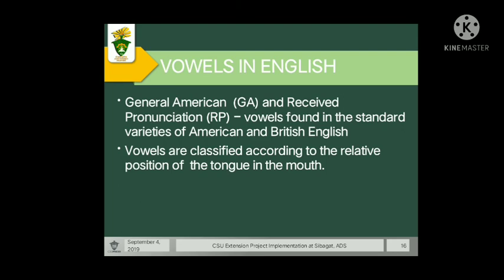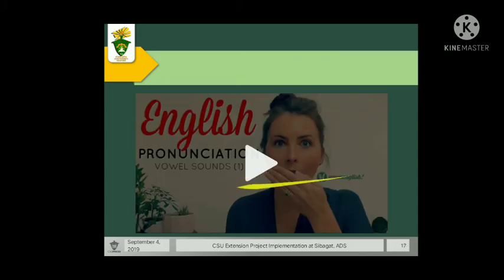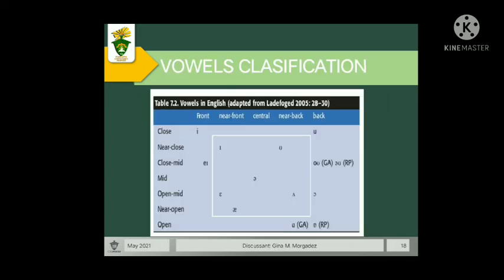Okay. So vowels are classified according to the relative position of the tongue in the mouth, how high or low the tongue is positioned, which is in the vertical axis on the left, and the degree to which the tongue is placed in front of the mouth, or the horizontal axis on top. So let's take a look at the table again.